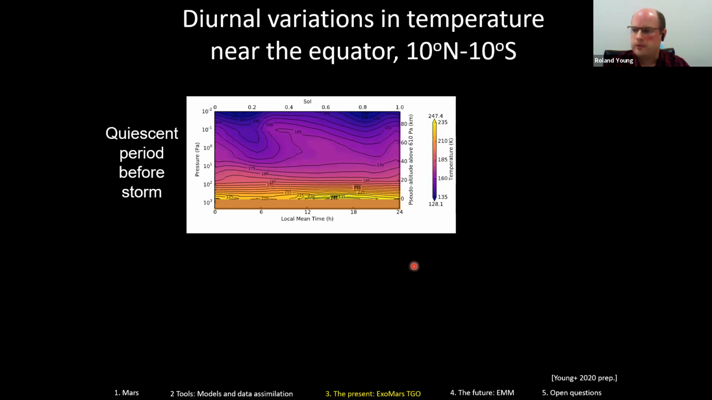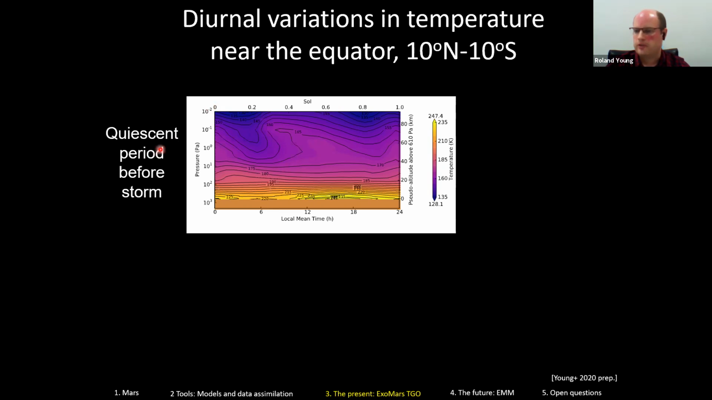So a couple of things I want to show. This shows what's called the diurnal and semidiurnal tide. This is a representation of the local time, so this is midnight, noon, and midnight again. So basically time of day against pressure on the y-axis, and this shows a region near the equator. What this is showing you is the daily cycle of temperature as a function of altitude and time of day. And we see how this changes before and during the dust storm.